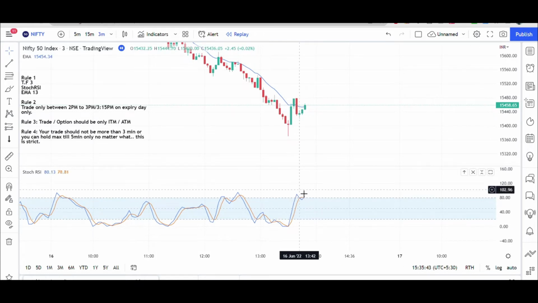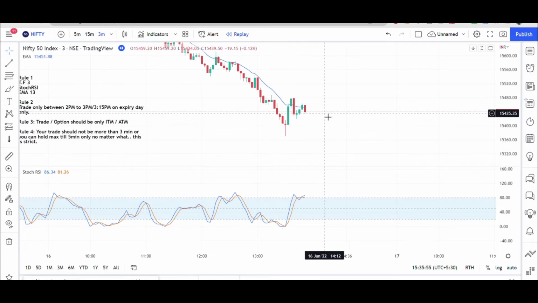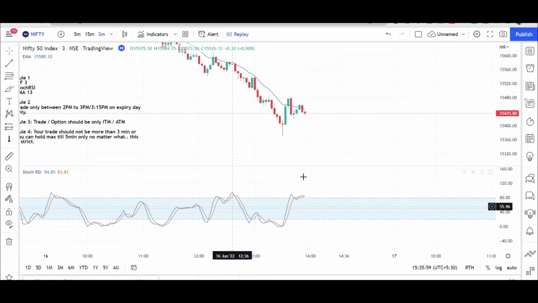Because of this, we are still not ready to go into the call because it is still above 80. So there is no chance that we will go into the call option. We will prefer to go with the put option on the clear sign. Still it is above, and this gives the signal of coming back. So it is again working as a resistance.